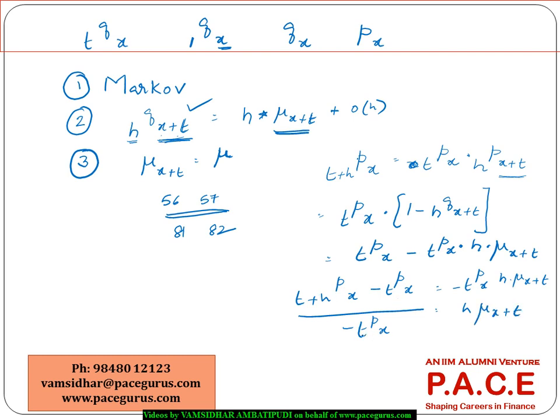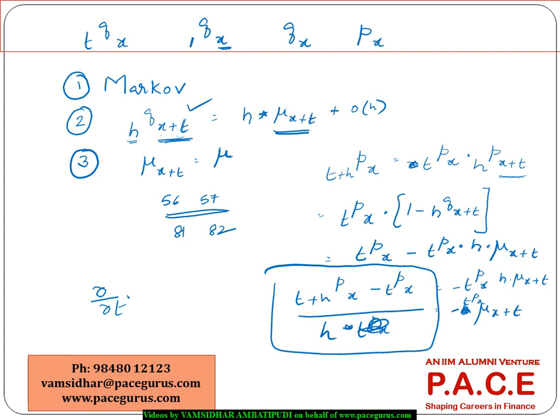Logically speaking, if I keep the minus here itself, this is nothing but t+hPx minus tPx, divided by, instead of dividing by tPx, let me divide it by h. So here there is minus tPx. Okay, so this is nothing but the derivative. The definition of a derivative is f of x plus h minus f of x by h. So the same logic here, this is nothing but d by dt of tPx. So this is coming out as minus tPx into mu x+t.